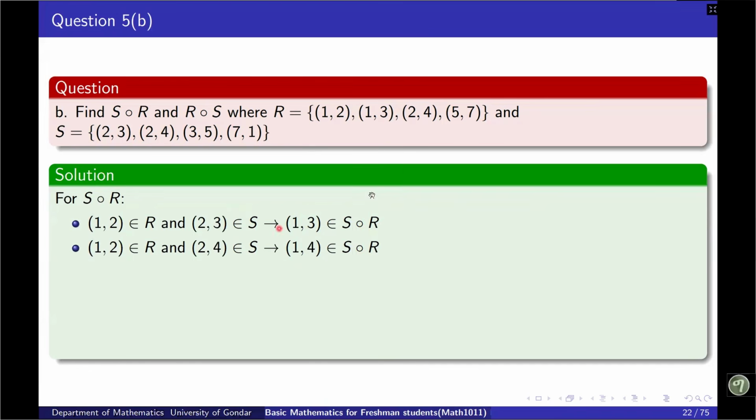Similarly, (1, 2) is an element of R, and (2, 4) is also an element of S, because 2 is mapped to 3 and 4 under S, so (1, 4) must also be an element of S composite of R. Next, (1, 3), the second element of R, is an element of R, and (3, 5) is also an element of S, so (1, 5), the image of 1 under R followed by the image of 3 under S, which is 5, is an element of S composite of R.